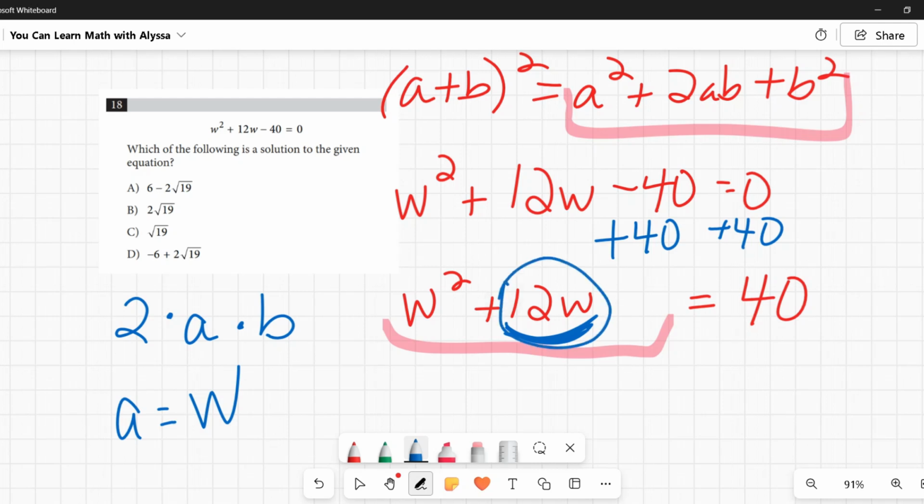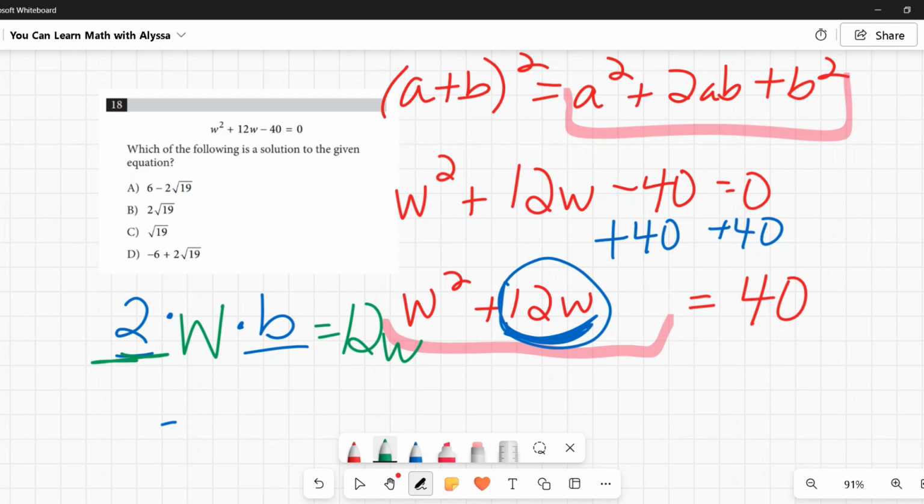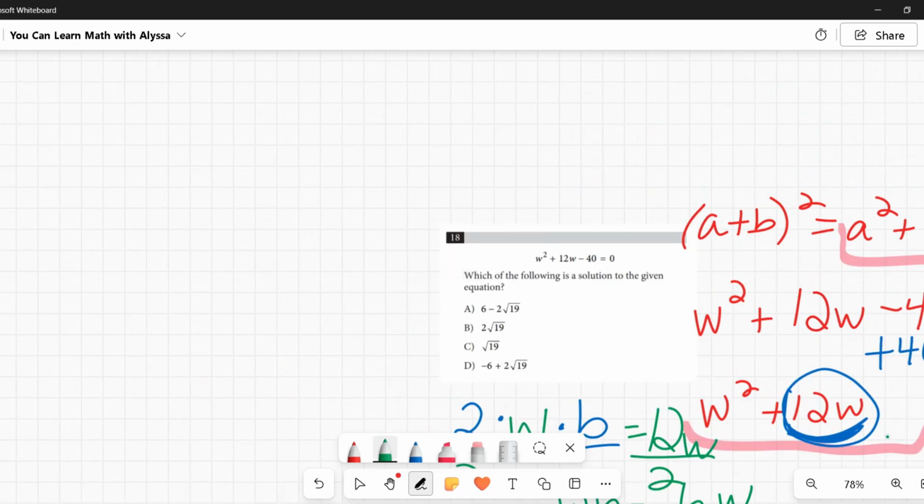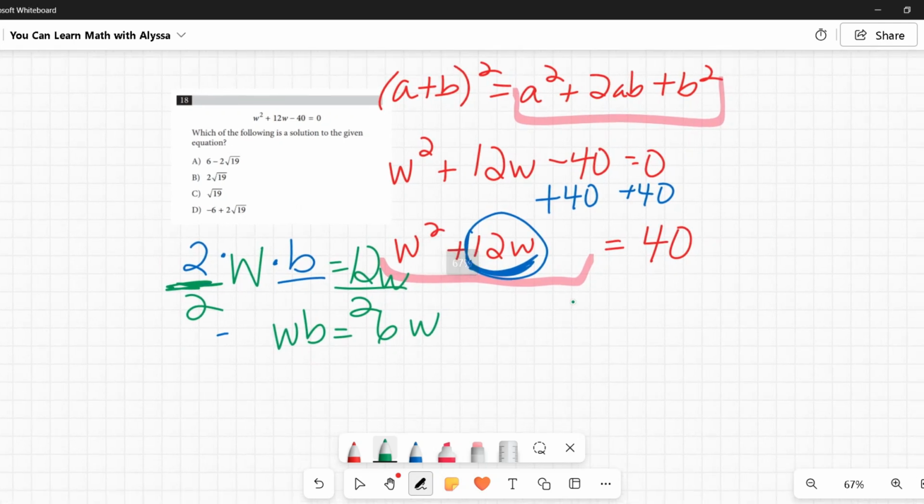So this right here, 12w, is equal to 2 times a times b, and my a is w. So that is equal to 12w. So I'm going to get rid of this 2 by dividing both sides by 2, and I get that w times b is equal to 6w. And then to find out what b is, I'm going to divide both sides by w. I'm just left with b on the left and 6 on the right, so my b is 6. So again, my a is w and my b is 6.